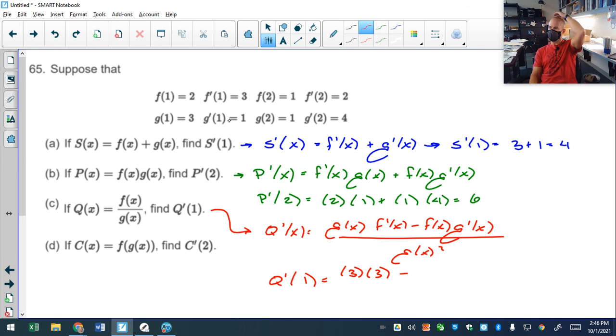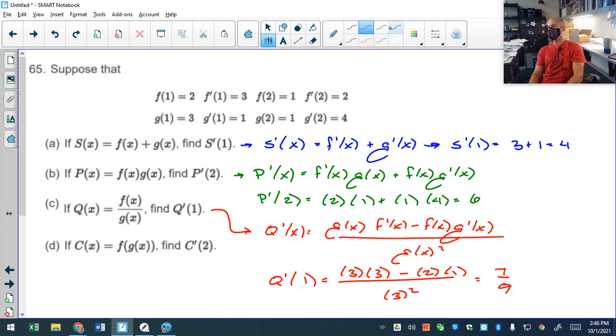F of 1 is 2. G prime of 1 is 1. So that's going to be 2 times 1 all over G of 1, which is 3 squared. 9 minus 2 is 7 over 9. Are we good?